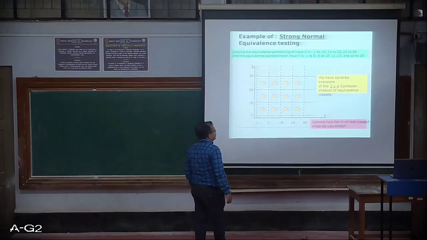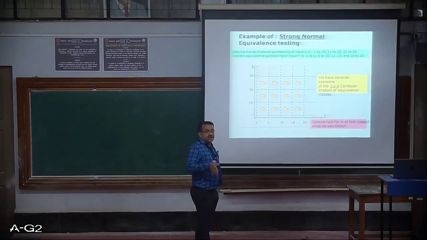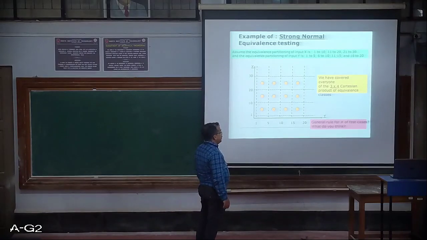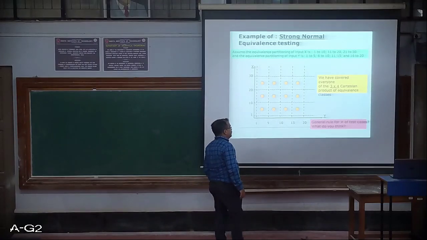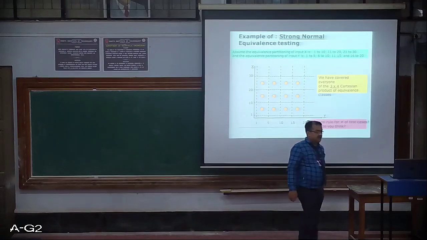So there are 3 into 4, because 3 partitions for one variable, that is the one set, and 4 partitions for the other set. So 3 into 4, there are 12 cross products, the Cartesian product, that you get. So we have 12 different values which get tested.